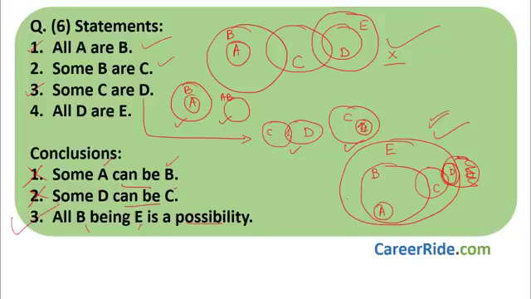Very easy. See how we did it. We just tried to find an alternate diagram. Based on this conclusion, we drew a diagram, we took the statements, we tried to redraw the diagram, and we got the answer. Moving on to question number 7.